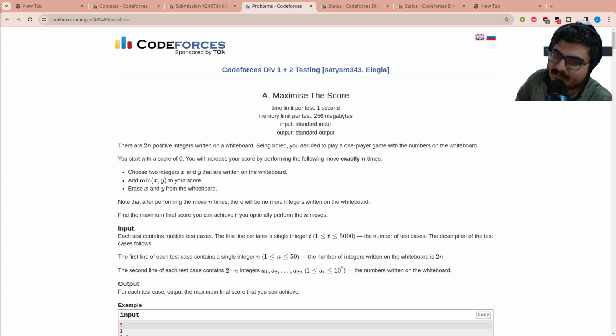Hello everyone, today we will be discussing the first problem of Codeforces Think-cell Round 1, Problem A, Maximize the Score. It says there are 2n positive integers written on a whiteboard.